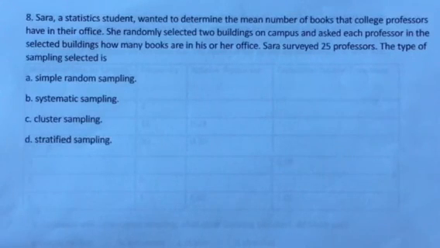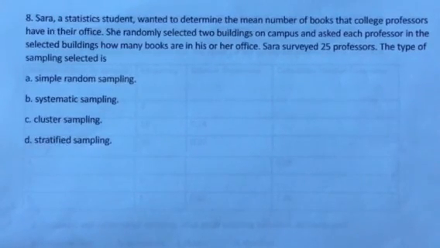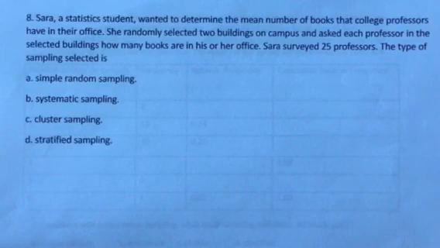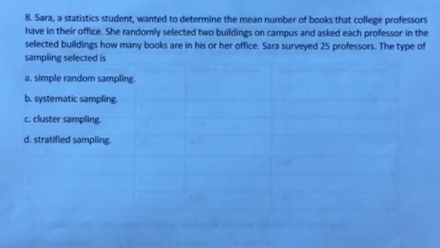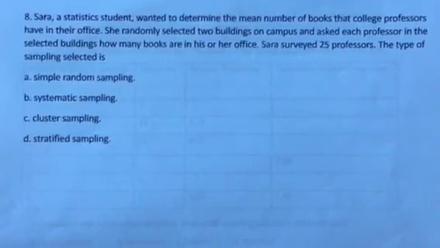So for this one, if it was stratified sampling, she would ask a couple of professors in every building on campus. But instead, she picked 2 buildings specifically and asked everyone in that building. Yes. Okay, I get it. So the answer is C.